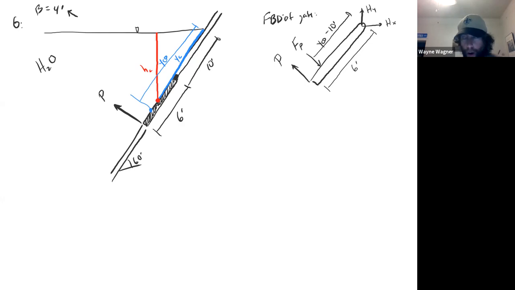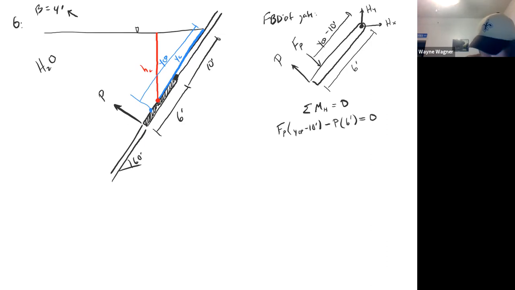Okay, so right now I can already line this problem up. I know where I'm going to end up. I know I'm going to sum moments around that hinge. I know I'm going to end up with the sum of the moments around the hinge equals 0. And I know that F of P times YCP minus 10 feet is going to be going counterclockwise. And then we're going to subtract off the P times the 6 feet equals 0. So I already know that this is where we're going to go. But the problem is, of course, I don't know YCP and I don't know FP. So those are the things that we have to solve for.